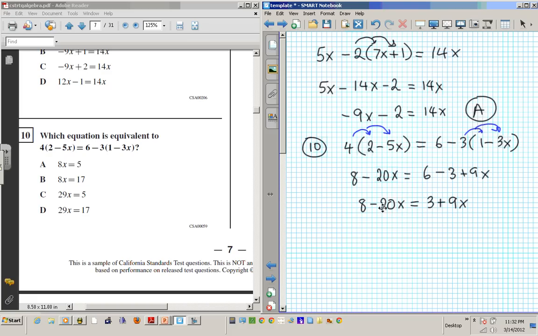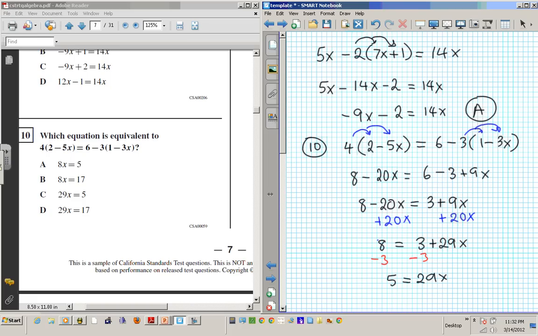How about we move the x's to the right so that the result is positive, okay? So I want to add 20x to both sides. Add 20x, add 20x. And then we can subtract 3 from both sides to move it, but let me do this one first. So we have 8 equals 3 plus 29x, and then you subtract 3 from both sides. Subtract 3, subtract 3, and then we have 5 equals 29x.